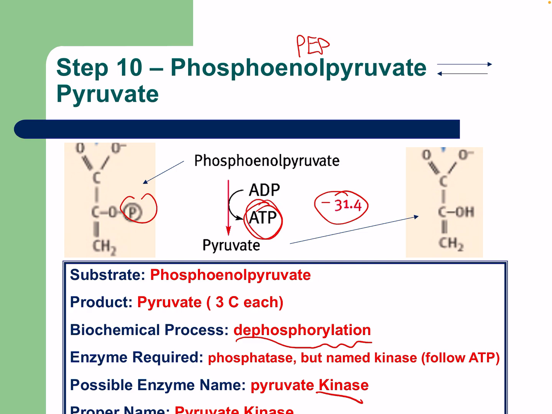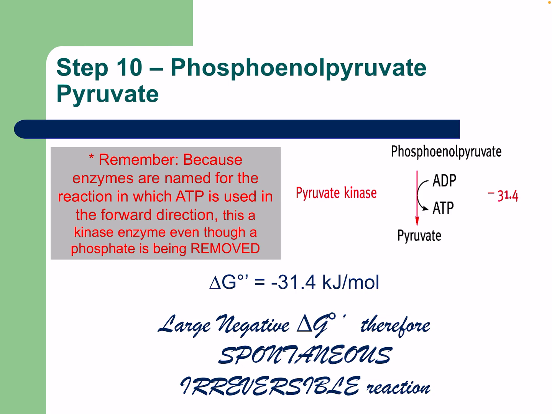So again, phosphoenolpyruvate becomes pyruvate, and remember there's 2 pyruvates. They require a phosphatase, but it is named a kinase, because again, we follow the ATP. The name is pyruvate kinase. So remember, because enzymes are named for the reaction in which ATP is used in the forward direction, this enzyme is a kinase even though it removes the phosphate. So this is why it's a kinase and not a dephosphorylase. So again, large negative change of free energy, and it is spontaneous and irreversible.